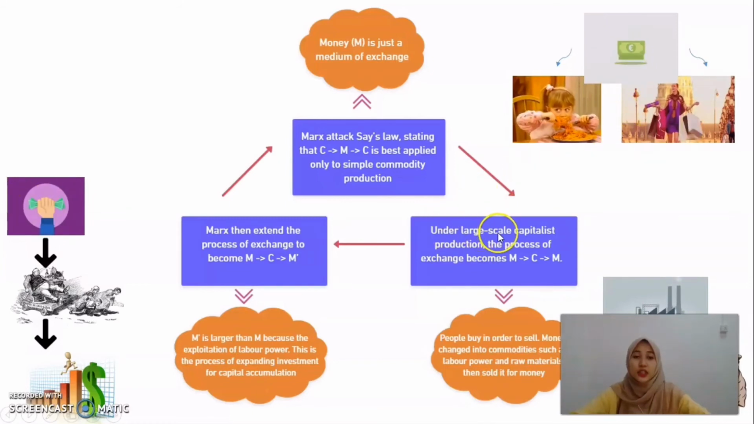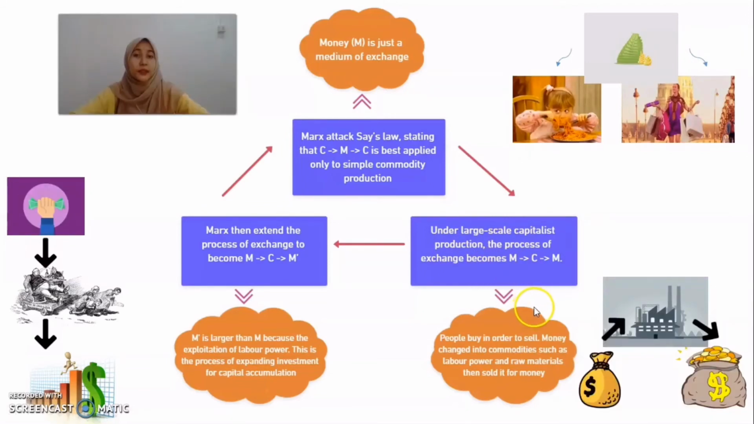Second, under large scale capitalist production, the process of exchange becomes M to C to M. People buy in order to sell. For example, capitalists have money, then they buy a commodity like raw material, machinery or labor power in order to get money. As you can see here, money equals commodity equals money. Marx says that this does not make any sense because the value of M is still the same. So, Marx extends the process of exchange to become M to C to M prime.